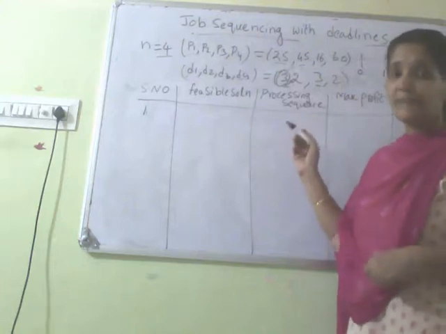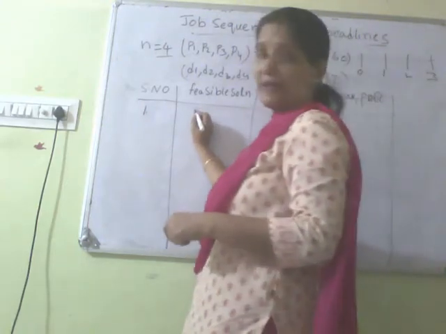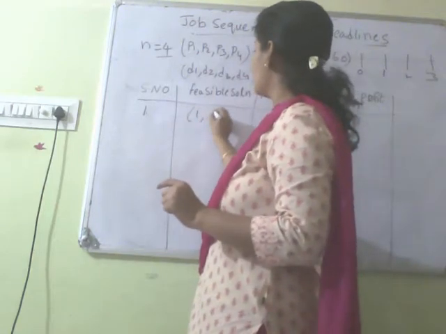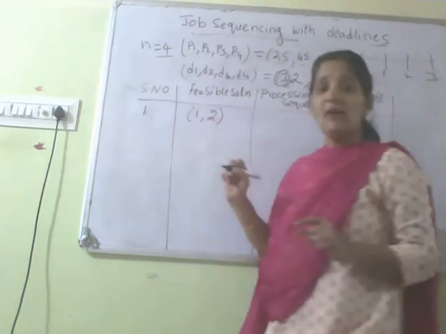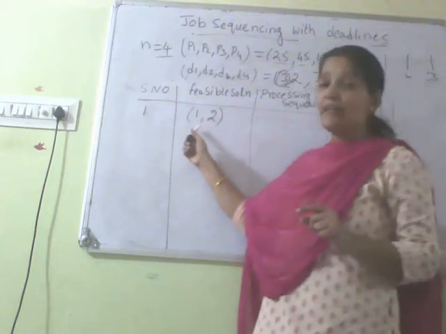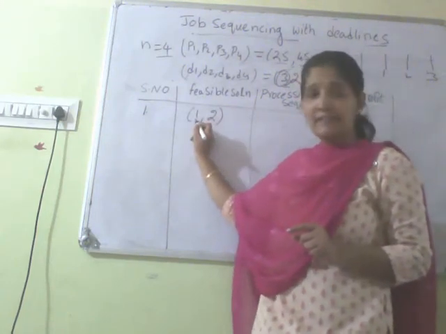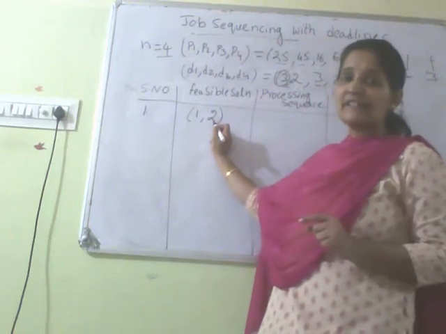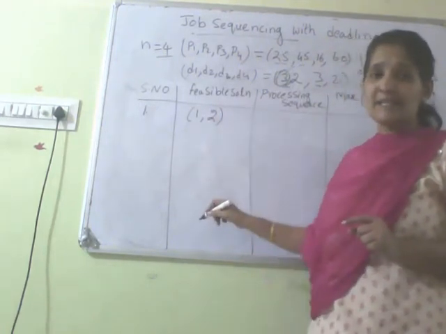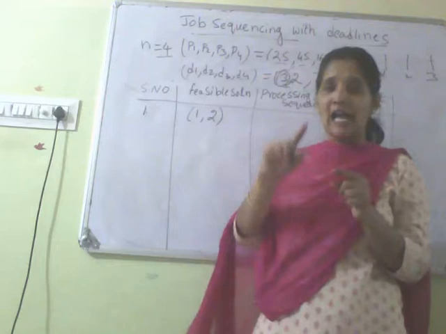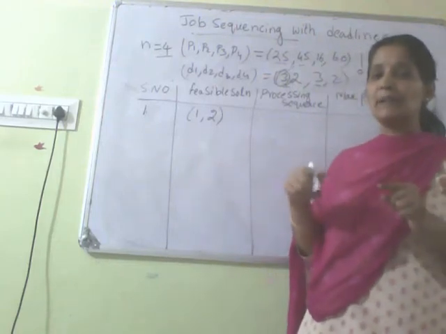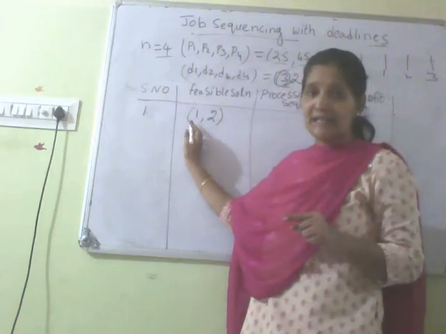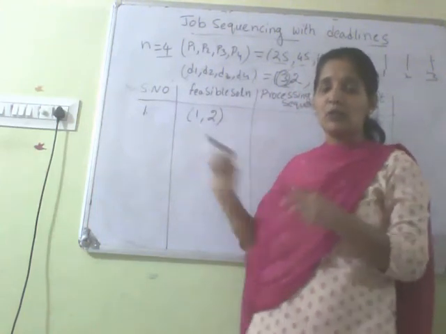Now I'll take the first combination. We have to take different combinations here. So 1, 2. What is the meaning of this is, I'm selecting the first job and the second job. The meaning of the second column, feasible solution, is, as I said, we have to go with the different possible combinations. So I'm doing with 1, 2.